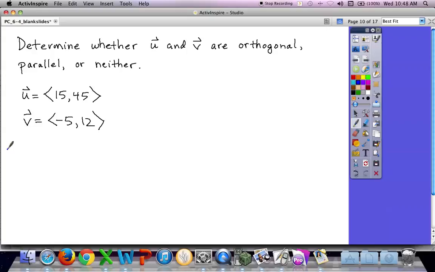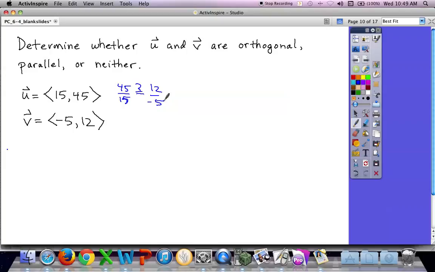Do you remember when we did the very first example in the last class, and we were looking at two directed line segments, and we calculated slope to determine whether or not two vectors had the same direction? Well, in this case, if you did the slope with the components, 45 over 15 would be the slope of this vector, and 12 over negative 5 would be the slope of that one. So you could compare that, right? Is 45 over 15 equal to 12 over negative 5?